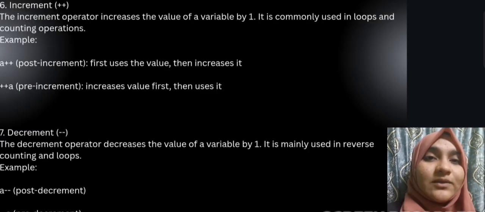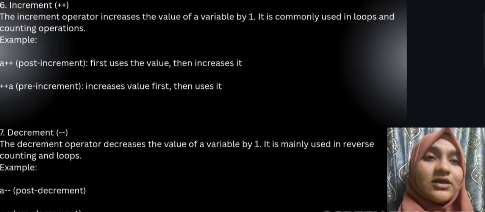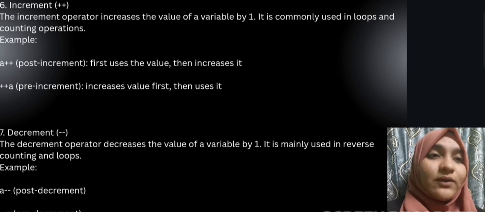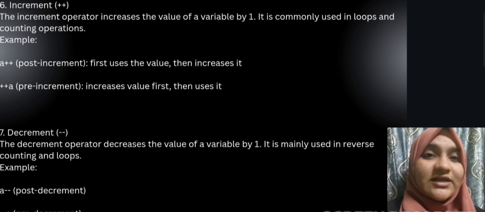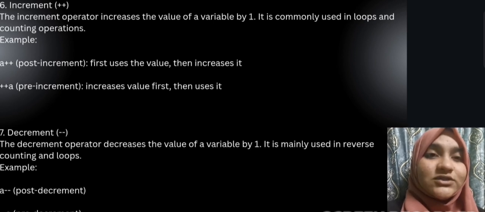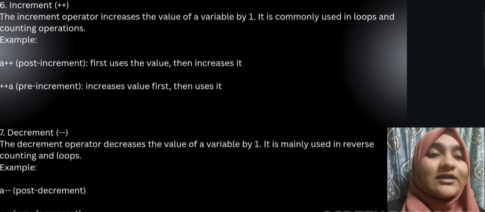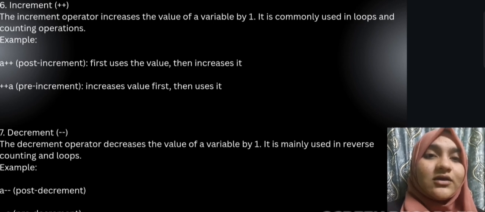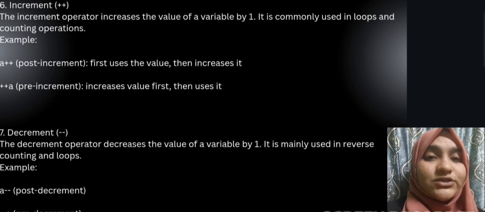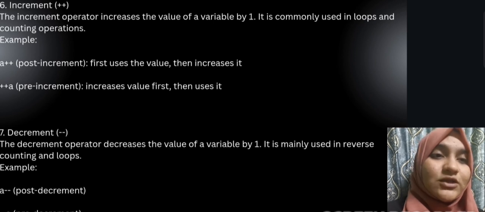Sixth one is increment. The increment operator increases the value of a variable by 1. It is commonly used in loops and counting operations. Examples: a plus plus first uses the value and then increases it, which is known as post-increment. Plus plus a is known as pre-increment, which increases the value first, then uses it in the program.